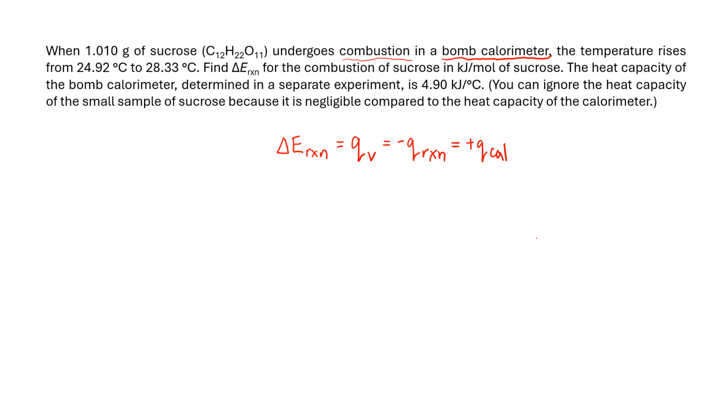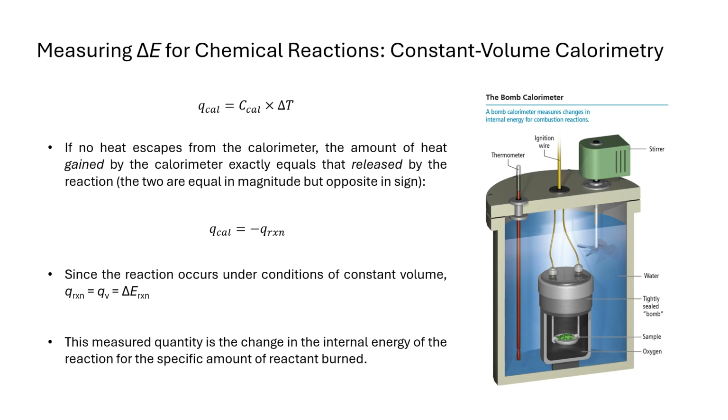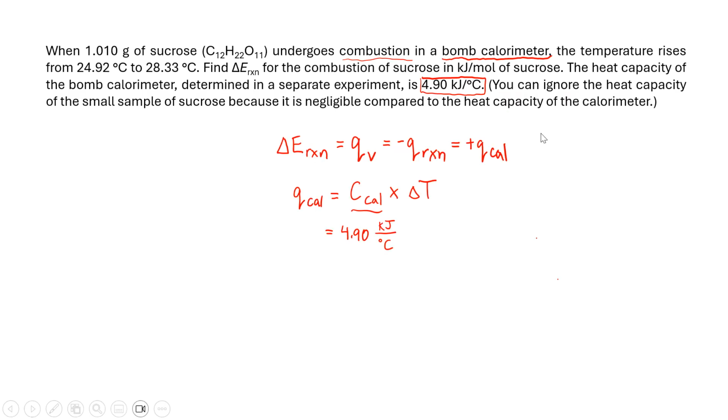All right. Now, we said what QCal is. QCal is equal to the heat capacity of the calorimeter times the change in temperature. And they told us what the heat capacity of the calorimeter is. It's 4.90 kilojoules per degree Celsius. So let's put that in, times the change in temperature. They told us it went from 24.92 to 28.33. Let's put that in there.